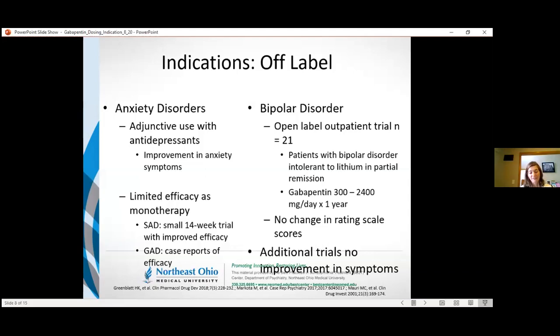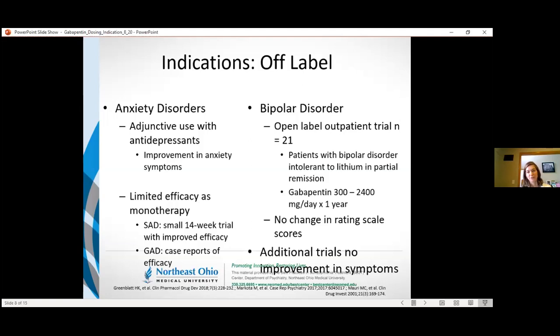But when they went after a specific indication, there was not enough evidence there to support its use as a standalone mood stabilizer. And in fact, there were quite a few patients that were switched to gabapentin that had bipolar disorder that were then left uncontrolled.